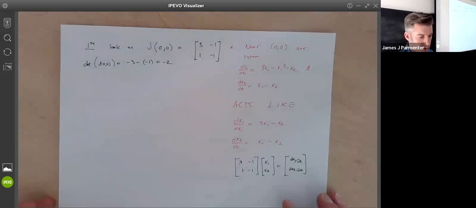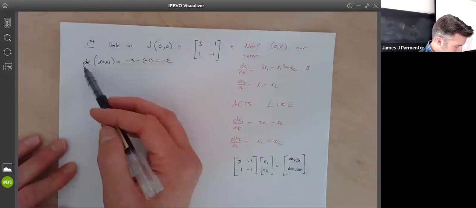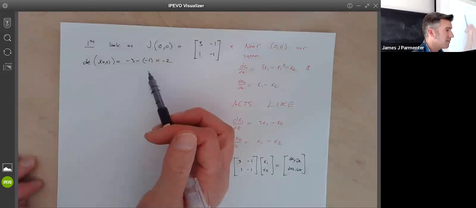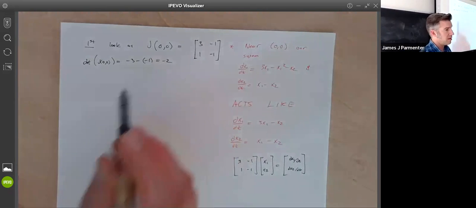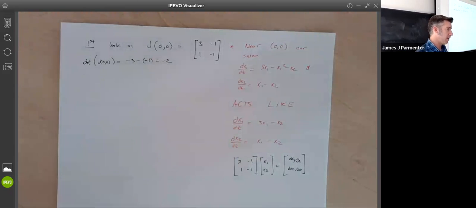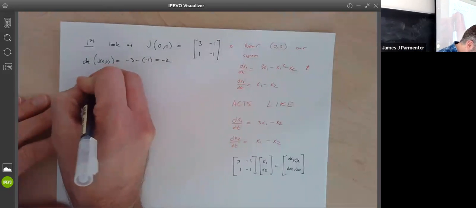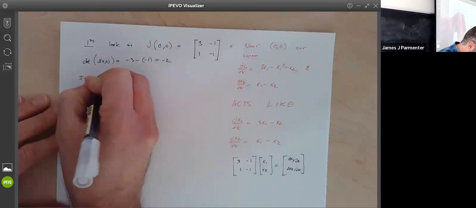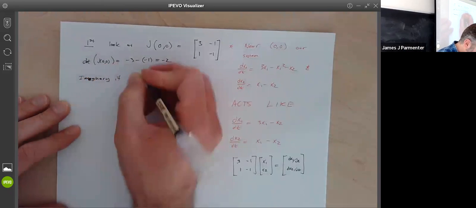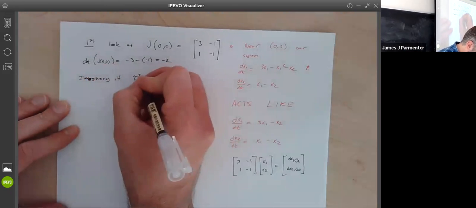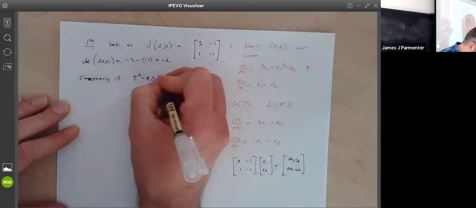So I was going to ask you all a question. Having found the determinant, I haven't even found the trace yet, but having found the determinant and gotten this particular value, what do we know is happening around this equilibrium? It's not imaginary. How do I know? We would have imaginary eigenvalues if the trace squared minus 4 times the determinant was negative.